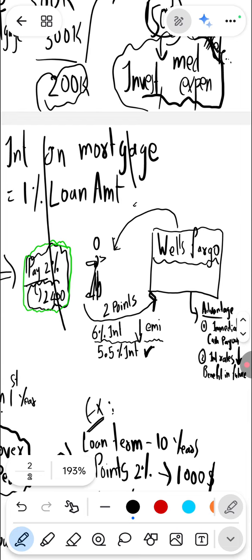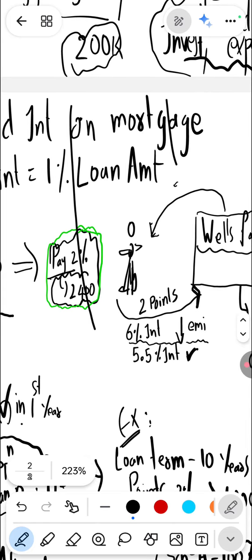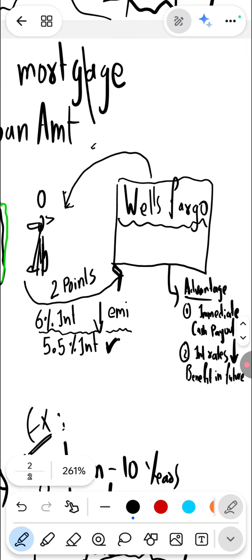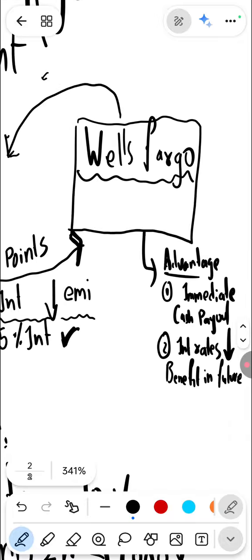So the taxpayer agrees. In that case, how are the points taxed to him, how can he take advantage of that? The advantage for Wells Fargo is that immediate cash payments will be there to the bank, and in case interest rates drop in the future, the bank will still benefit.